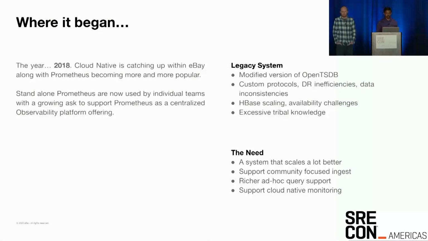So what we wanted to do is build a system that was simpler and scales a lot better. It needed to be very community focused, not only in terms of ingest, but also in terms of querying as well. So standard protocols like Prometheus endpoints, and on the query side, a very rich ad hoc query language support, similar to keeping PromQL in mind. And we wanted to be able to support any application as long as it was cloud native. So deploy it in Kubernetes, add a few annotations, expose a Prometheus endpoint, and then you should be able to get monitoring out of the box without having to learn anything that is specific to eBay.